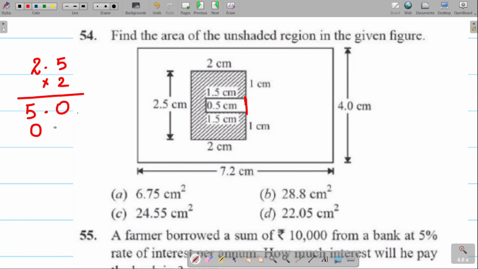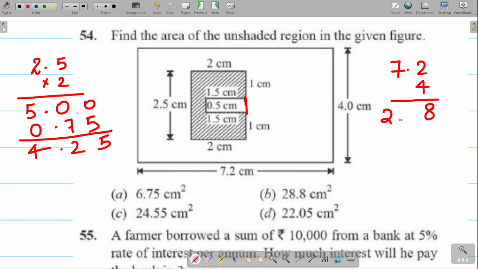0.75 we will subtract. So it will come out as 10 minus 5 is 5, 9 minus 7 is 2, and 4. So the area of this shaded part is 4.25. Now we will subtract this shaded part from the whole area. So the whole area is 7.2 into 4. 7.2 into 4 is 28.8.